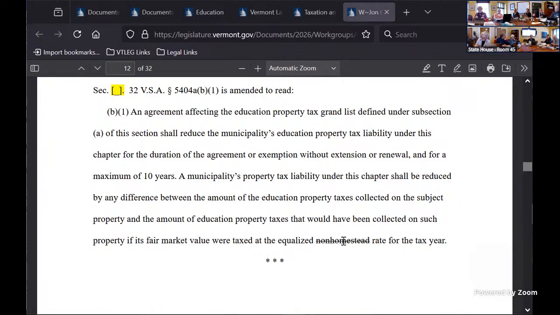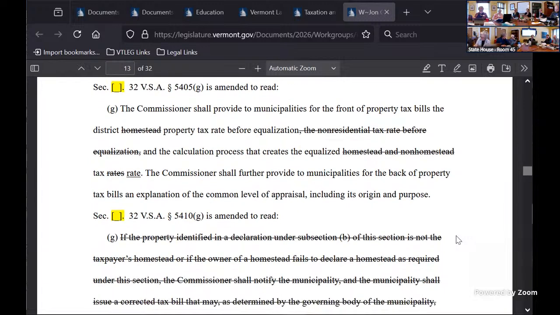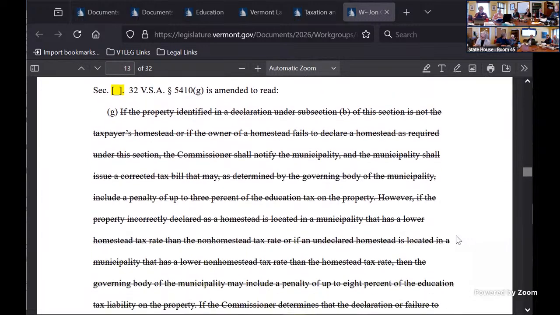If there's anything that is not conforming or seems to be more substantive, I will call it out to you. But here, for instance, at the bottom, removal of non-homestead, because we're not now talking about a uniform rate that applies across both homestead and non-homestead, so you don't need to distinguish between the two. Similarly, at the top of the next page, removal of technical terms that are no longer needed to be distinguished. So again, just conforming changes here. We are on page 13.